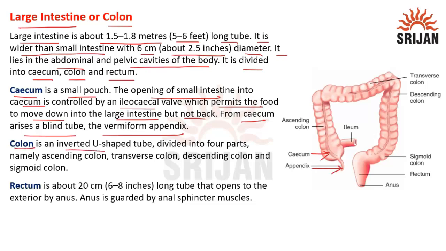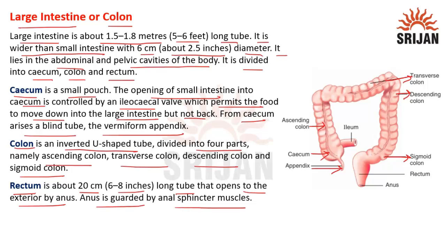The colon is an inverted U-shaped tube divided into four parts, namely ascending colon, transverse colon, descending colon, and sigmoid colon. So here you can see this is the ascending colon, this is the transverse colon, this is the descending colon, and this is the sigmoid colon. The rectum is about 20 centimeters or 6 to 8 inches long tube that opens to the exterior by the anus. The anus is girded by anal sphincter muscles. So this is the anus and this is the rectum.